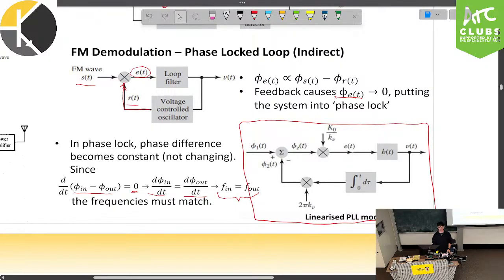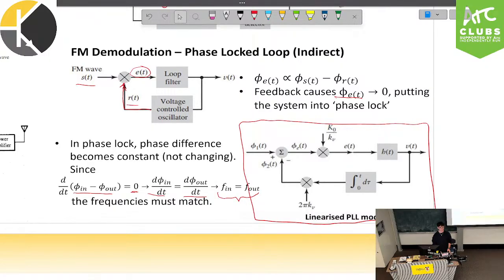Are there any questions on the phase lock loop? Yeah? So does the second diagram just talk about the whole circuit in terms of phases? Is it essentially the same as your first diagram? I believe so. This would be your incoming signal s of t, right? And then this would be your r of t. Is your question why these are here?